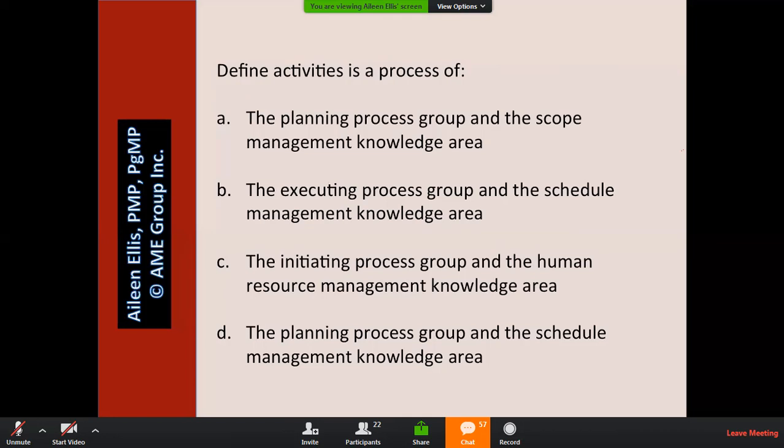So now these questions, some of you may need to look at page 25 to help you get these questions right. Define activities is a process of, and as I skim the answers, they're asking what process group is it part of and what knowledge area is it part of. So I would approach this question by first asking, do I know what process group it's part of? And then I'd eliminate wrong answers. And then I'd ask, do I know what knowledge area it's part of? So when you're ready, go ahead, type your answer into the chat area.